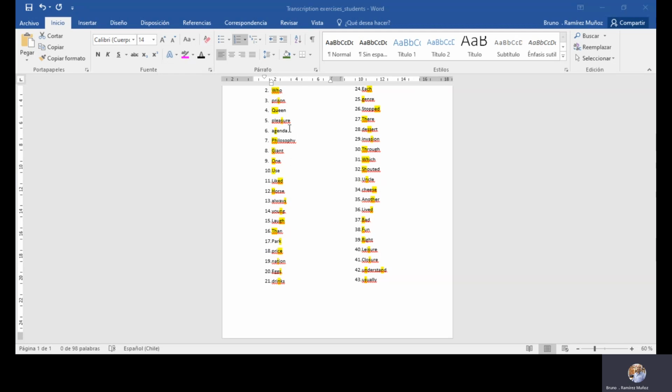So this is the ed ending, or the past tense marker. You need to check out the final sound in a verb. If it's voiceless, think about t. If it's voiced, think about d. And if it ends in t, think about the endings id or ed. Okay. For number 2, we have who right here. For number 3, we have prison, z. For number 4, we have queen. Check that out, right?